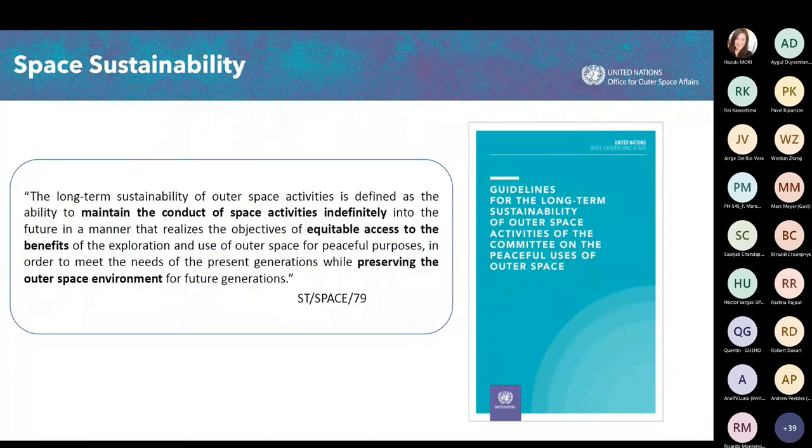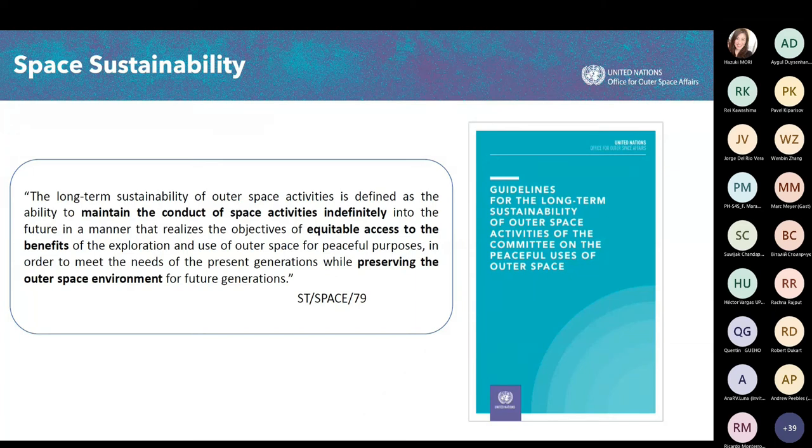So now I'm going to take a minute to underscore what it is we mean when we're talking about LTS. While we might all intrinsically have some sort of understanding about what sustainability means, states did take the time to work together to agree on the definition that you see here. And I can tell you that it actually took hours and hours to reach consensus on this definition.